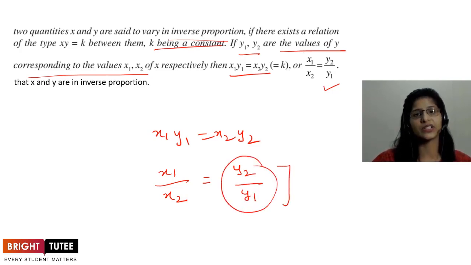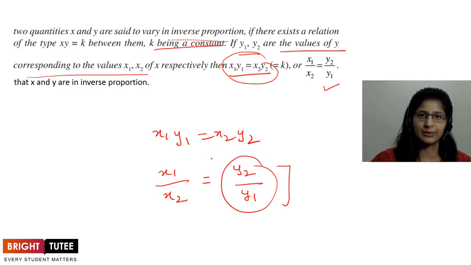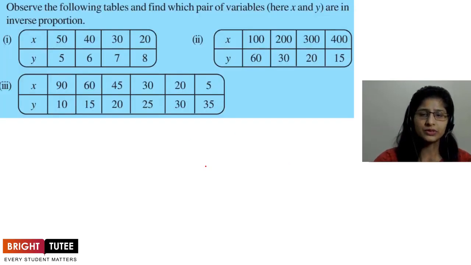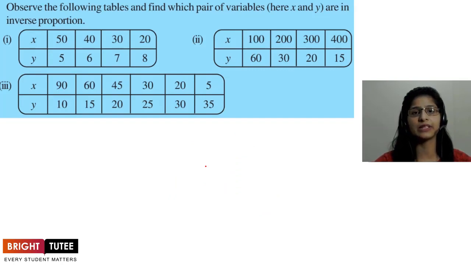Keep this in mind, it is y2 upon y1, right? So we can use this to find out the other values that are asked in the table. So this is what inverse proportion is. Now if you see here, there are 3 tables given. The data in tabular form is given to us.